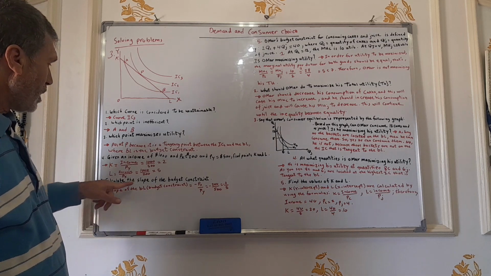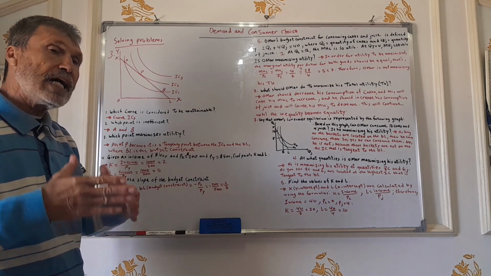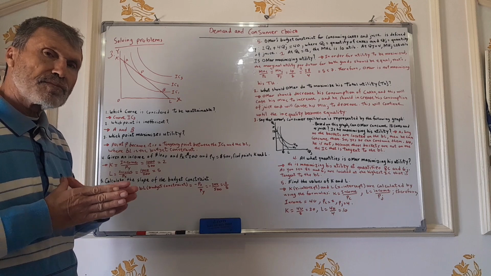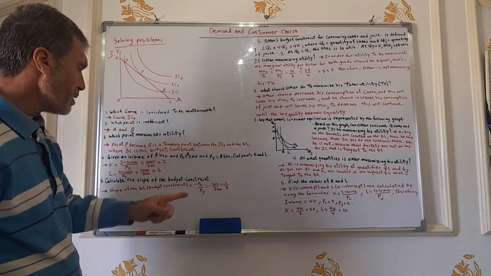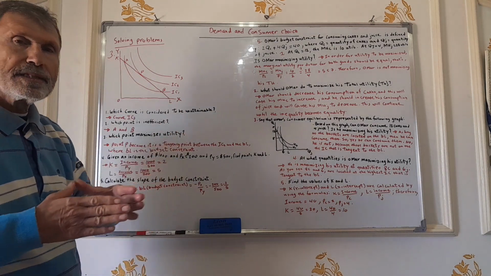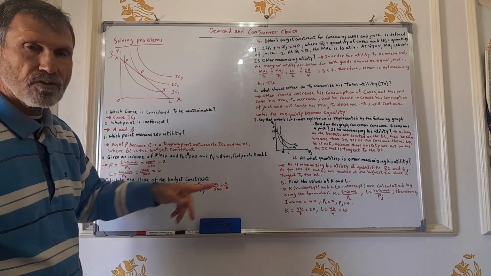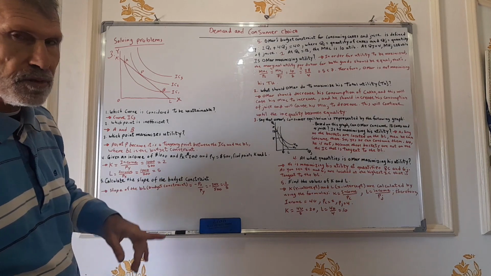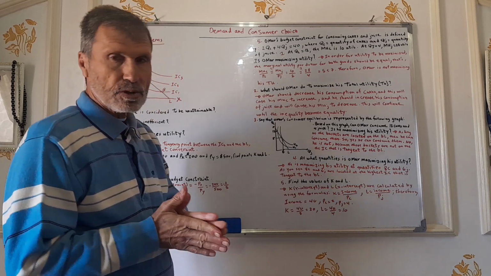Now, calculate the slope of the budget constraint. Of course, the slope of the budget constraint, as we did in the discussion of this chapter, is determined by the ratio of price of X over the price of Y. In this case, because the budget line is downward sloping, the value of the slope is negative. Therefore, we have minus Px over Py, and we come up with negative 2/5.